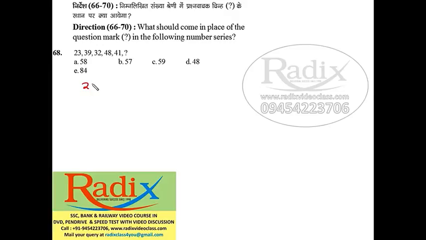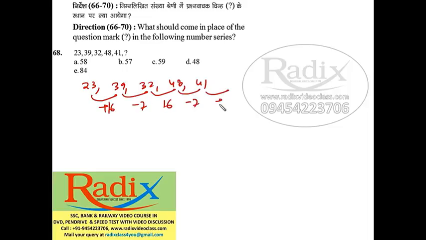Okay, next question. In this case, we have 23, 39, 32, 48 and 41. Some values are decreasing, some are increasing. So in the first case it is plus 16, in the second case it is minus 7, in the next case it is plus 16, and in the next case it is minus 7. So the next term would be plus 16. So it is 57. Answer is B option.